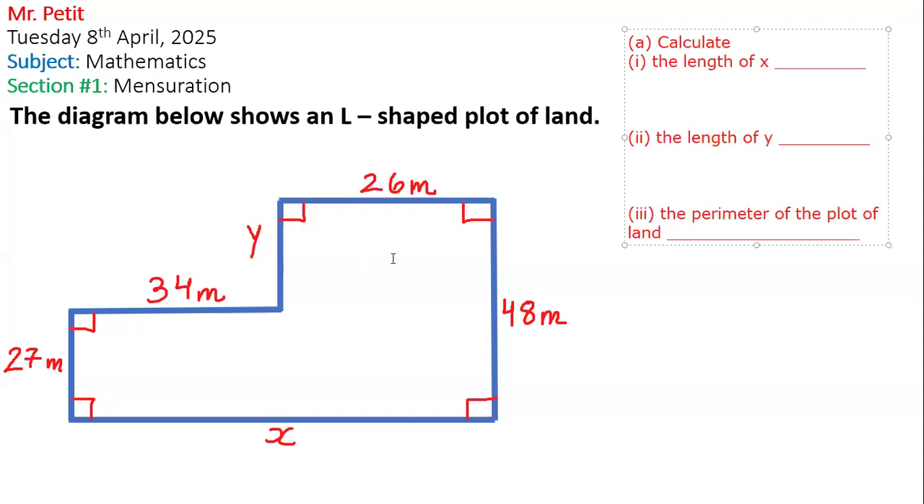I need to figure out what is the length of X. Anyone have any idea of how we're gonna calculate the length of X? Mr. Petit, I know I'm not a part of this class, but I was doing this earlier and I couldn't get it. So I was wondering if you would add 34 with 26 to get X? Yes, sir. That's correct. That's absolutely correct.